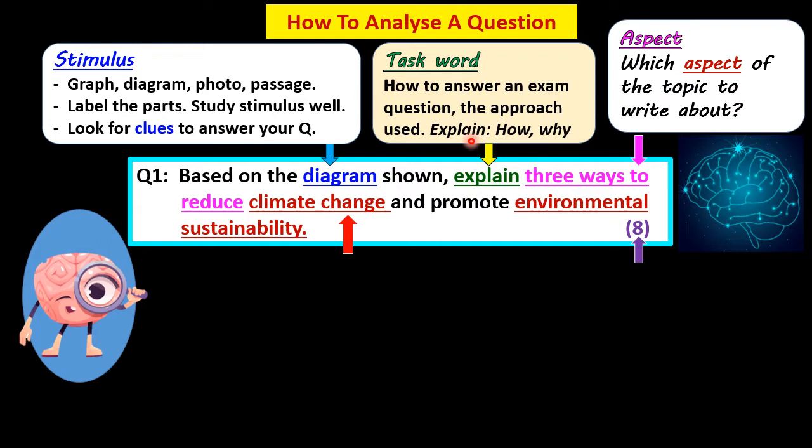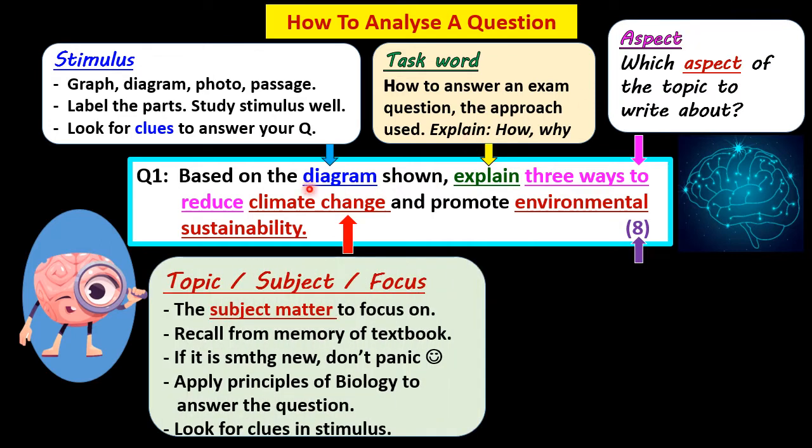Now the next component. Before I go on to aspect, we'll look at topic first. In the question, try to identify what topic is involved. For example, here climate change is the topic, and then in your brain you can pull out the drawer, the topic in chapter 10 of your Form 5 syllabus. It's like opening a drawer and getting out all the facts to use to answer the question. So this is the subject matter you're going to focus on. Form 5 chapter 10.